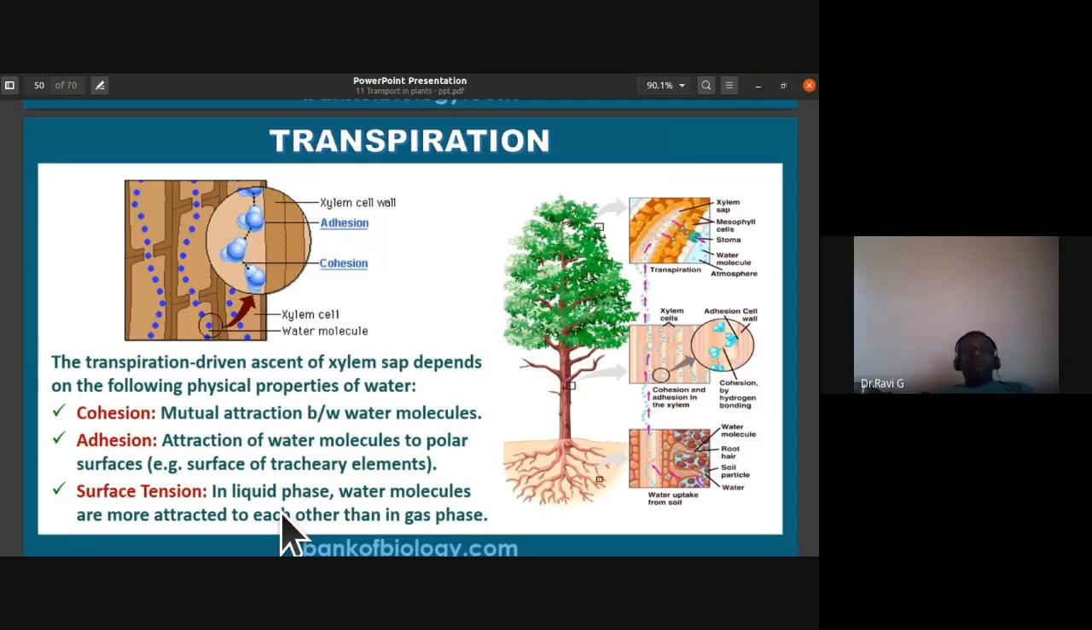In the liquid phase, the surface tension is also one of the reasons for the water to be in a continuous column. So water molecules are more attracted to each other in the liquid phase than in the vapor or gaseous phase.